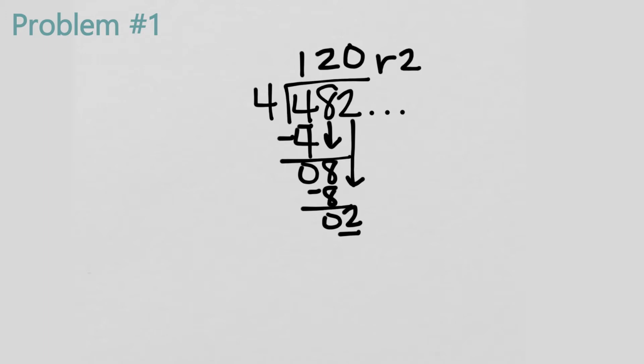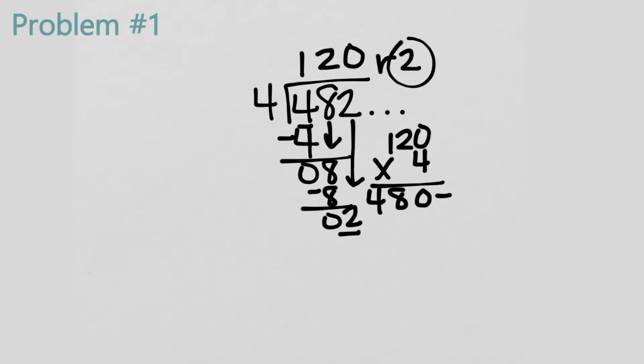Now let's check our work. If we take our answer, 120, times 4: 4 times 0 is 0, 4 times 2 is 8, 4 times 1 is 4, and then we add our remainder, we get 482, and that is equal to our original dividend. Great job.